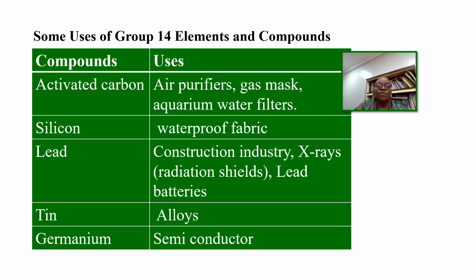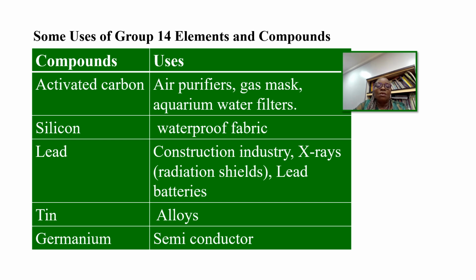Some uses of group 14 elements and compounds. Activated carbon, also from carbon, is used in air filters, gas masks, aquarium water filters, and water purification plants. Activated carbon can also be taken in and used as an odor remover, and it kills bacteria in the stomach. Those are proven uses of activated carbon.